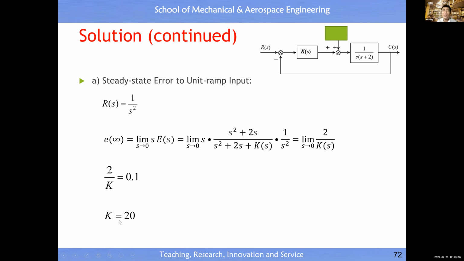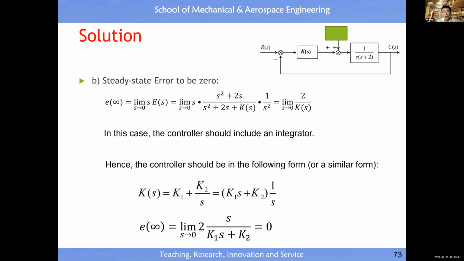If it's bigger than 20, then the error will be smaller than 0.1. Now the question is, when k is a constant, there's no way for you to make 2 divided by a constant become 0. There's no way, John. It's always something there. Now you see the magic with the PI controller. So how do we make this become 0?